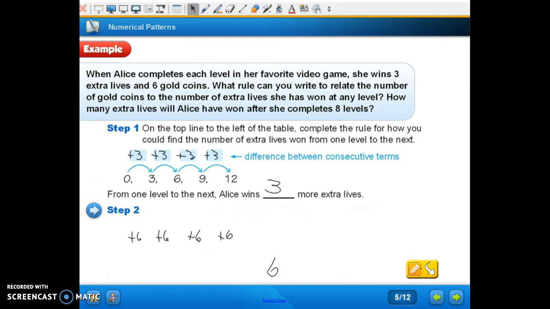So now we're talking about Alice. Alice completes each level in her favorite video game. She wins 3 extra lives and 6 gold coins. What rule can you write to relate the number of gold coins to the number of extra lives? Now this kind of proves to be important.